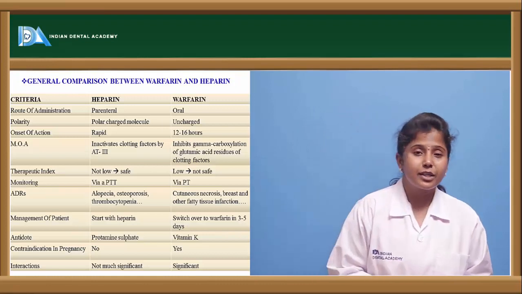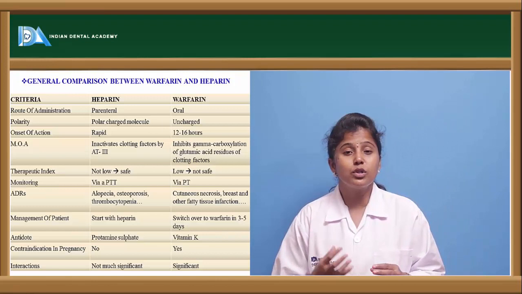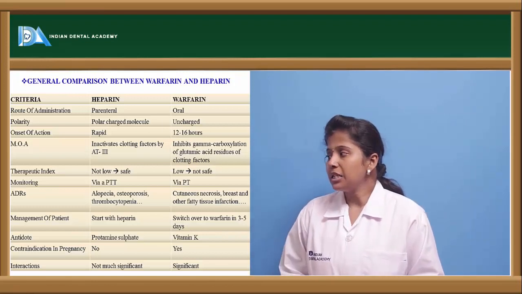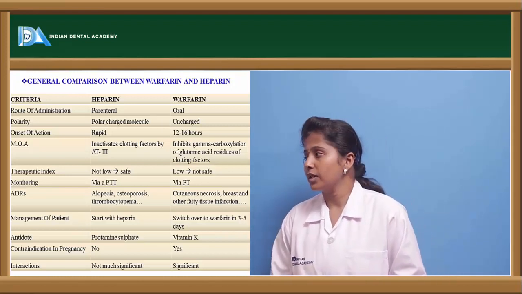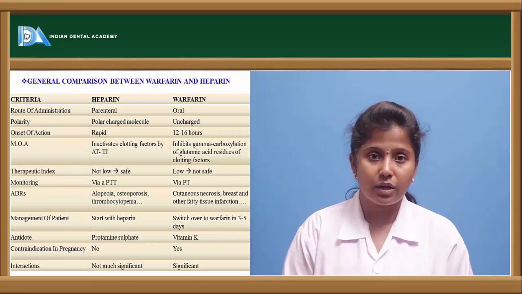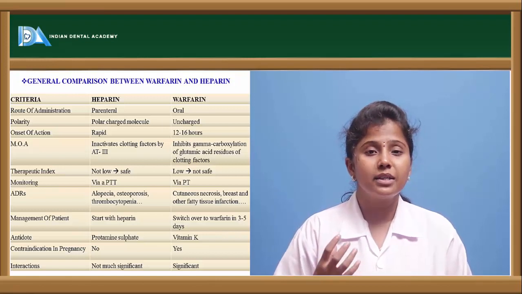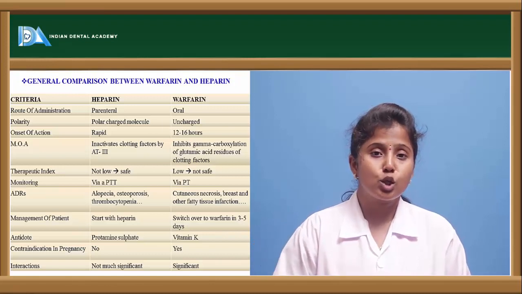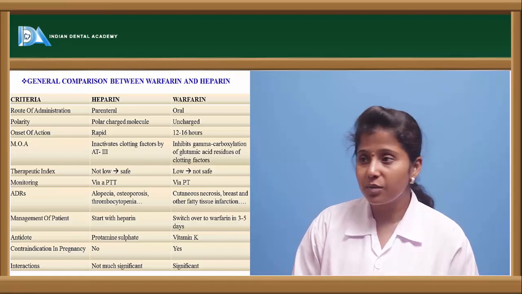The mechanism of action is that heparin binds to antithrombin III, and then it shows its anticoagulant action. But warfarin inhibits the gamma carboxylation of glutamic acid, and thereby it decreases the clotting factors. Here the gamma carboxylation occurs on glutamic acid, an amino acid, where a carboxylic group is added. So this action is prevented.